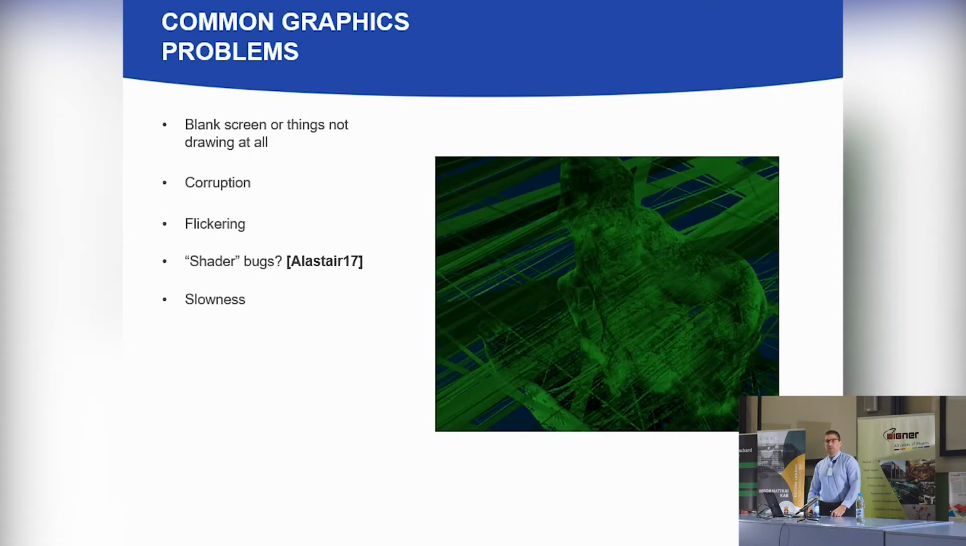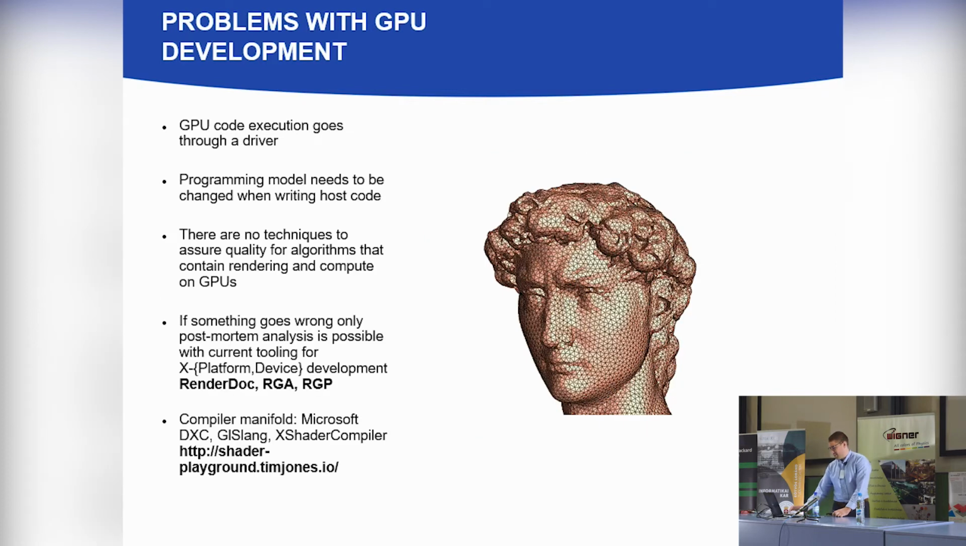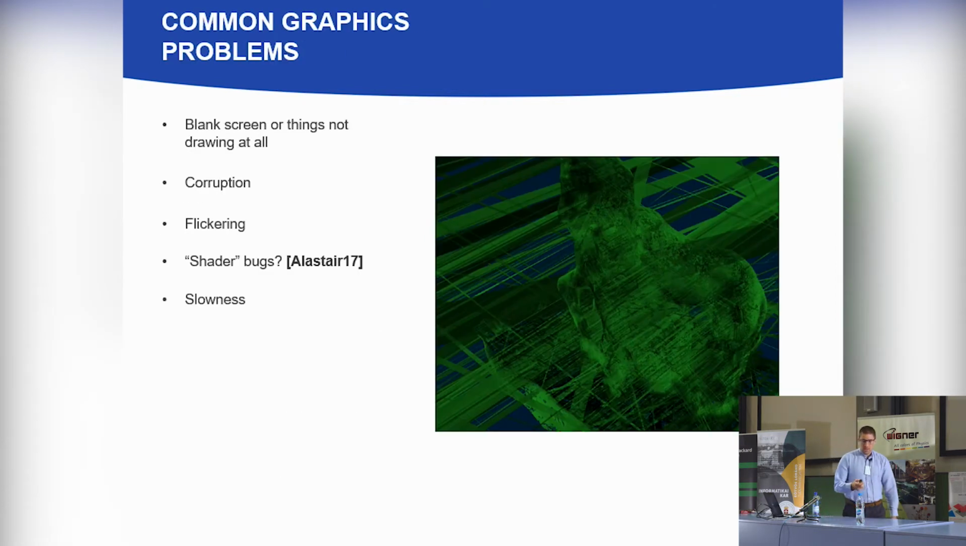So let's see what types of problems we can face when we develop something which contains graphics. As you can see in this image, some things can really go wrong. It should have been a statue of a horse, but I don't know if you can really identify a horse from that picture. The types of errors we can get are blank screens, corruption, flickering, and also shader bugs. Shader bugs are the most interesting ones. Alastair had a nice paper about it. They tested OpenGL drivers and found that in many OpenGL drivers there were many errors. So shader bugs can be caused by, or rather are, driver bugs.